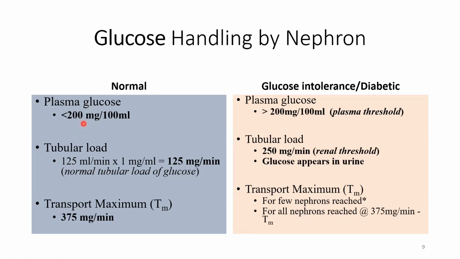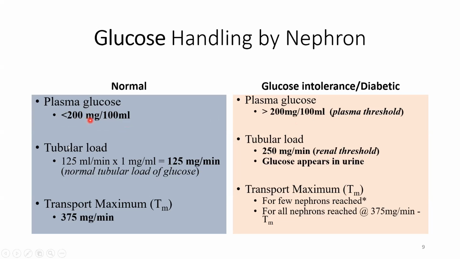When you have a meal, this glucose can normally rise to 180, 190. Anything which is less than 200 is good. You're good. However, as you'll see in diabetics, even the fasting glucose is more than 200 milligram per deciliter. So this is a problem. Okay, moving along. So plasma glucose is less than 200, which is normal.